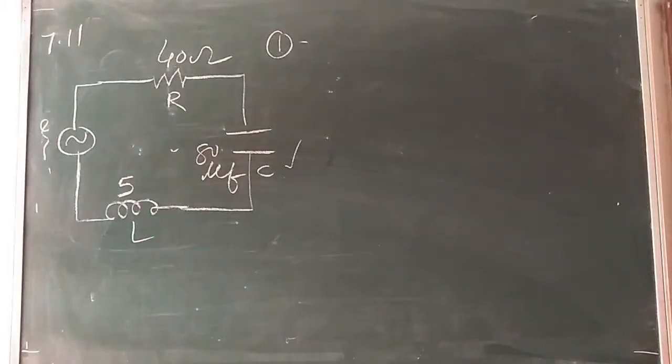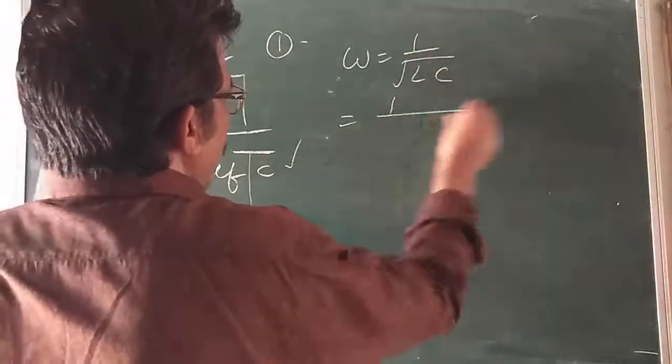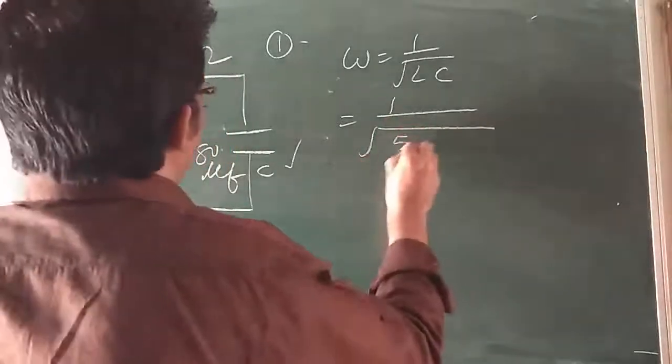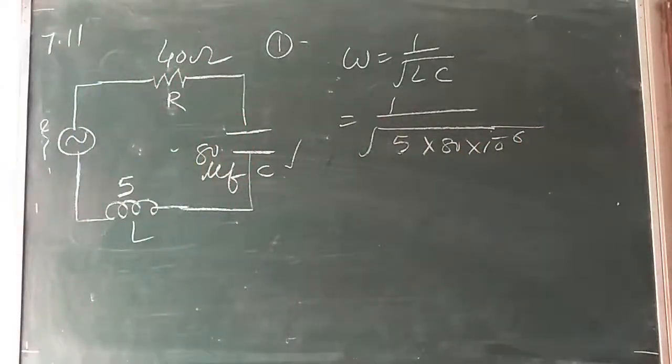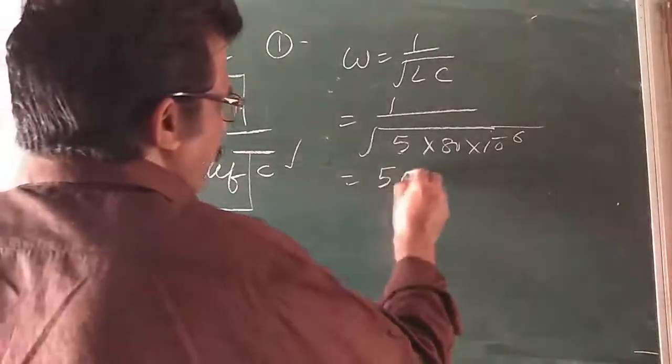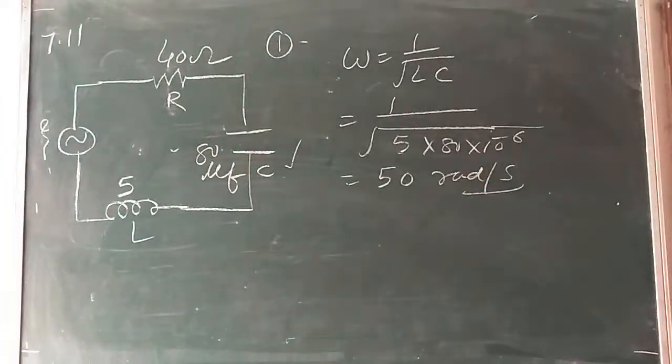First question is source frequency. Resonant angular frequency, we know the formula omega is equal to under root of 1 by LC. Put under root of L is 5, 80 into 10 raised to power minus 6. I have told you the physics, the calculation you will do. Solve it. You will get 50 radian per second. Like this. Obtain the impedance of the circuit and the amplitude of the current at the resonant frequency.